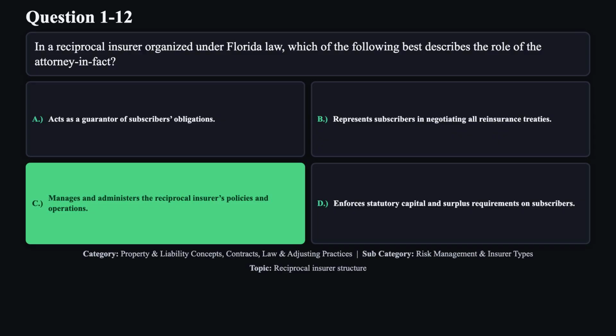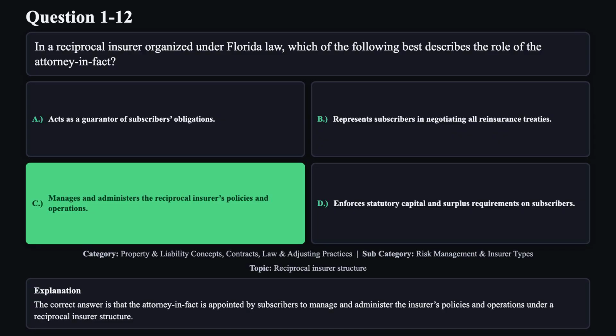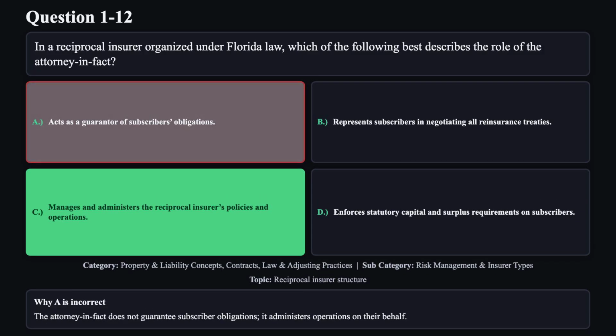The correct answer is C. The correct answer is that the attorney-in-fact is appointed by subscribers to manage and administer the insurer's policies and operations under a reciprocal insurer structure. Reason A is not correct. The attorney-in-fact does not guarantee subscriber obligations. It administers operations on their behalf.